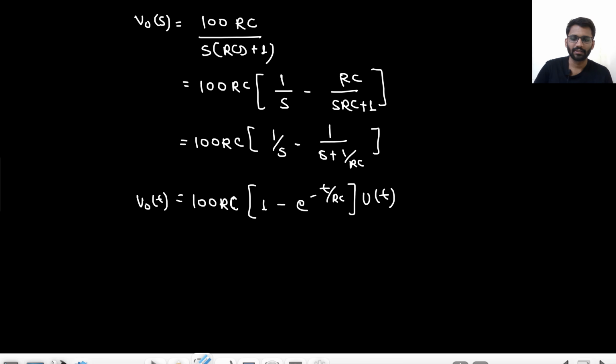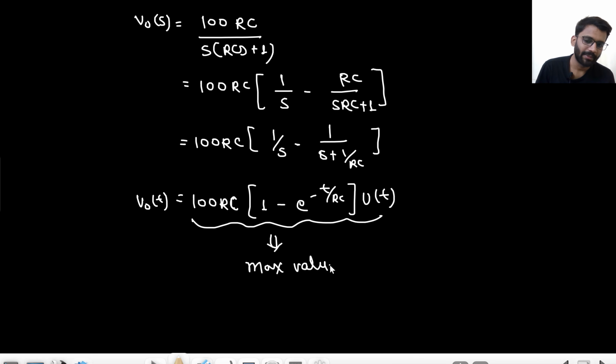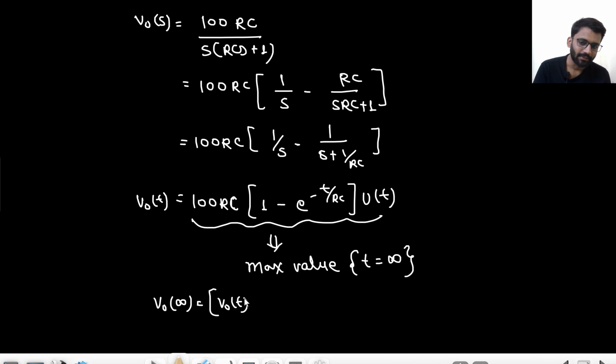Now what is the maximum value of this? You can differentiate it and put it equal to 0. At t equals infinity, you will get the maximum value. Because at t equals 0, this will be 1, so you get 0 value. This is not the maximum. At t equals infinity, this will go down to 0. So 100 RC you will get, right? That is V naught t maximum, that is 100 RC.